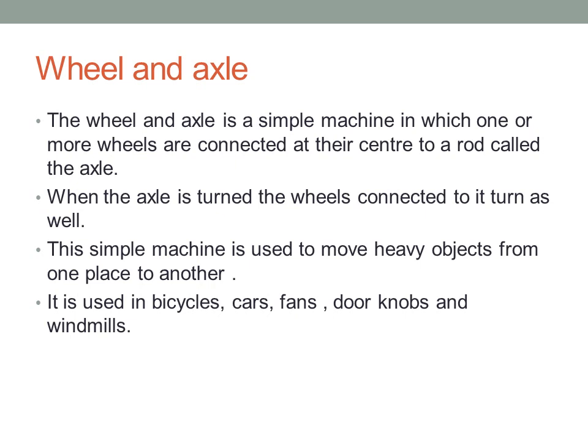Why are we using this one? To move heavy objects from one place to another. Mainly in bicycles, cars, fans, doorknobs and windmills. So in these, we can use the wheel and axle.